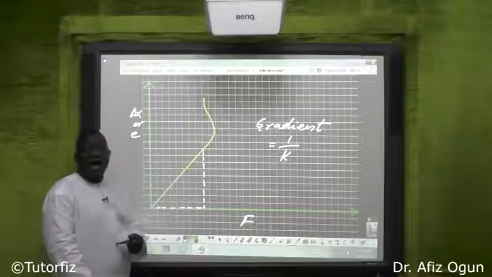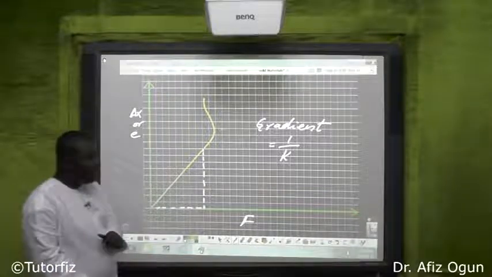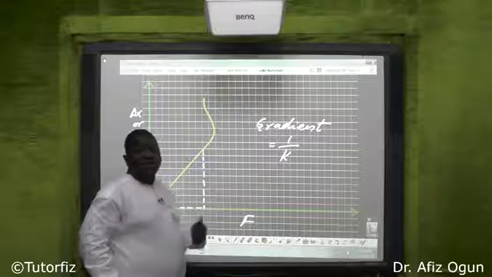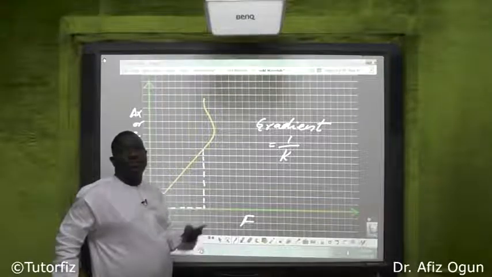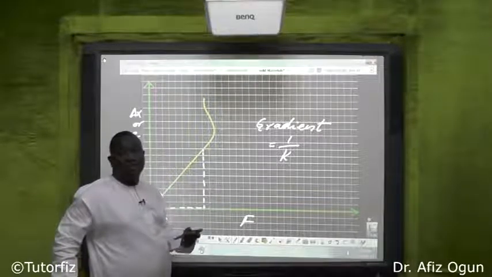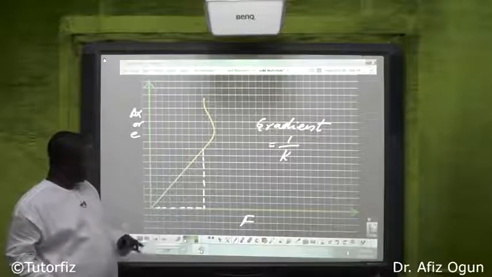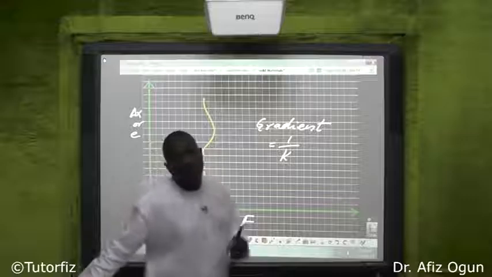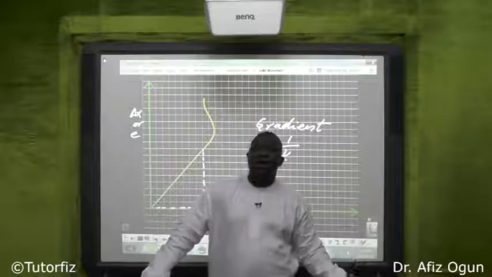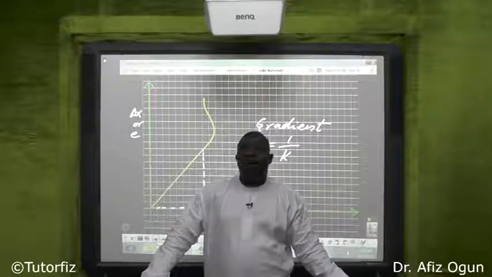We are going to stop here for now. In our next class, we shall continue by looking at the energy stored in a spring or in a wire. Then we look at a few calculations for practice.